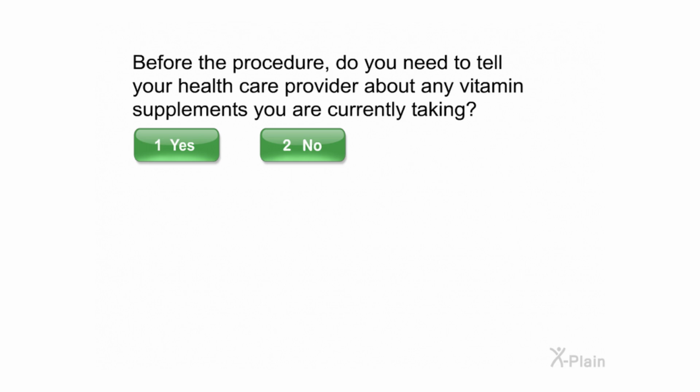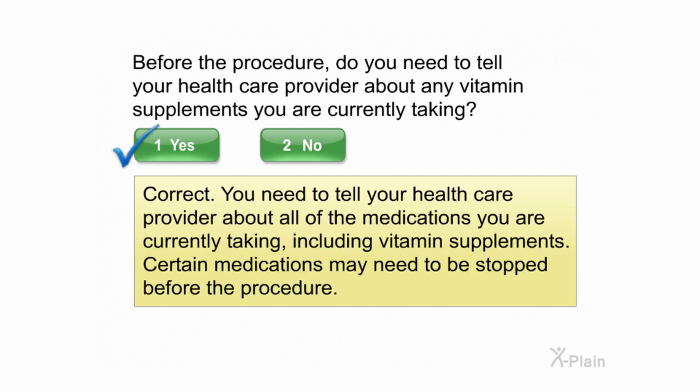Before the procedure, do you need to tell your healthcare provider about any vitamin supplements you are currently taking? Select yes or no. Correct. You need to tell your healthcare provider about all of the medications you are currently taking, including vitamin supplements. Certain medications may need to be stopped before the procedure.